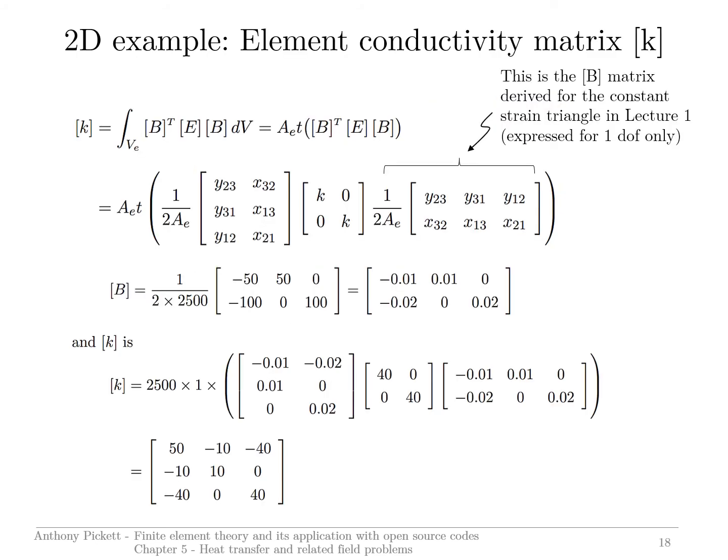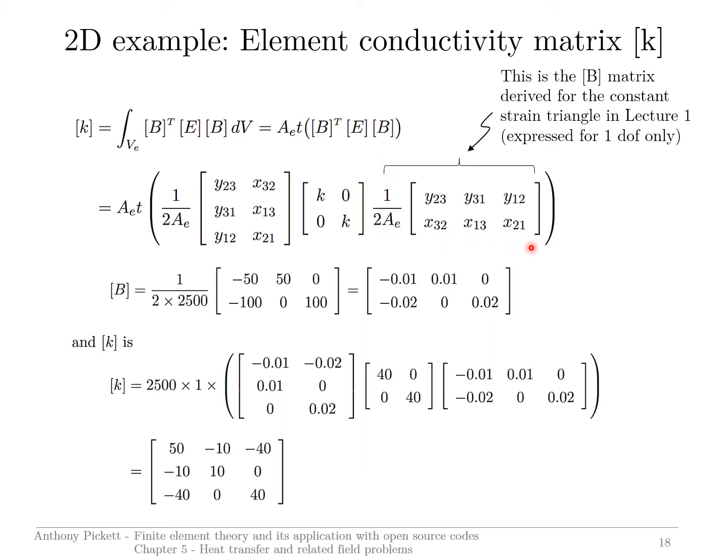So first of all, here we compute the element conductivity matrix for this single element. It is given by this expression here, which can be simplified to this expression. We're using, in effect, the constant strain triangular element that was derived in lecture 2. The B matrix for this constant strain triangular element applied to this single degree of freedom element is given here.